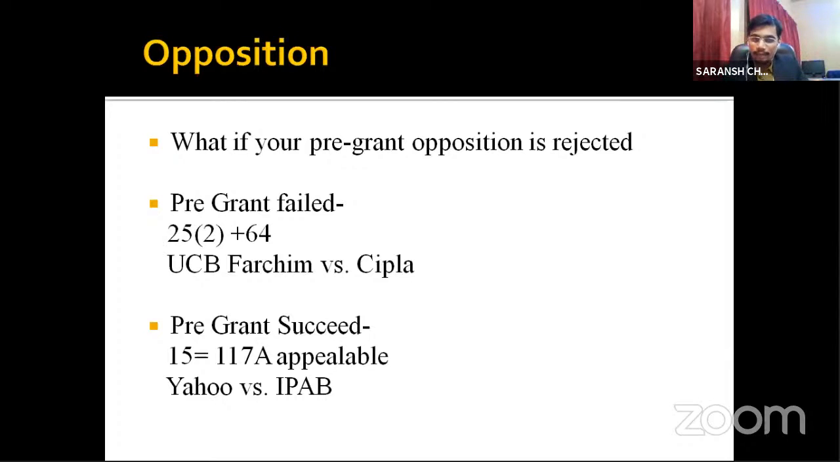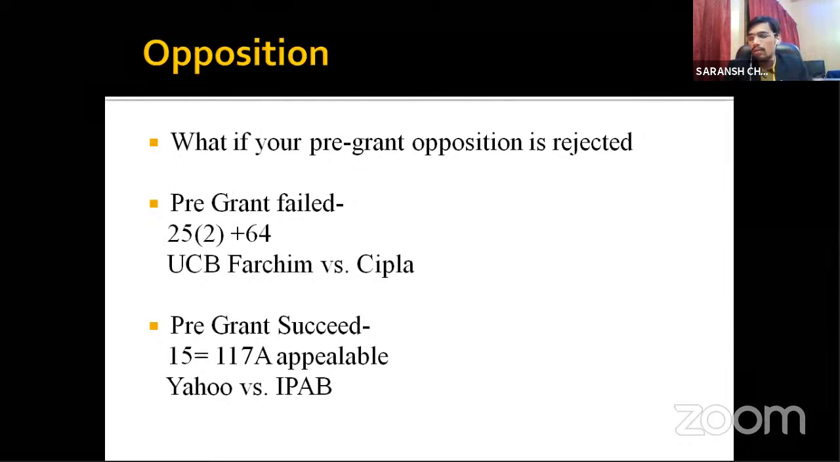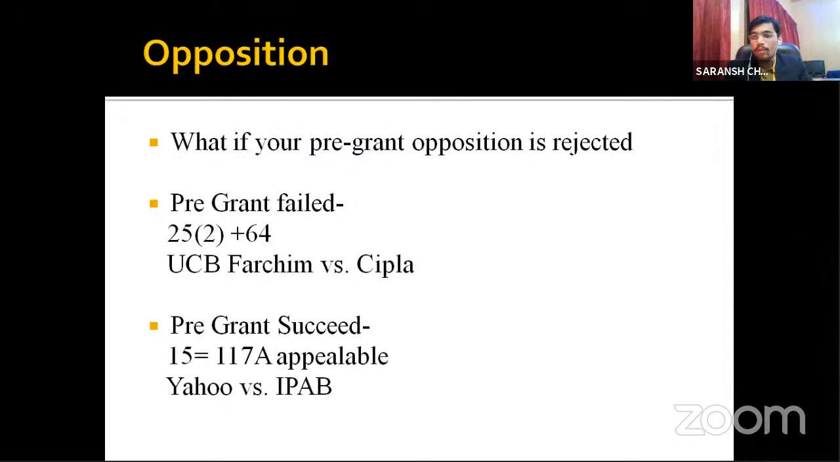Now, I will come to the case law. What if pre-grant succeeded? It means that the patent application lost, and if I am giving the pre-grant opposition, the patent applicant has lost and the person who filed the opposition won. Now, what is the remedy with the patent applicant?